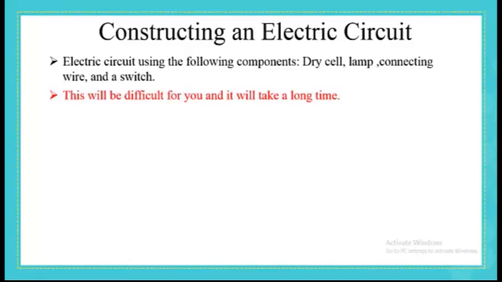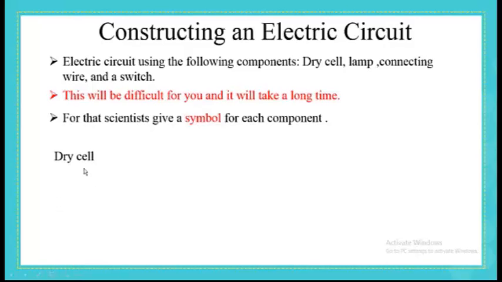So in order to make things easier, scientists give a symbol for each component. So let's discover these symbols. Starting with the dry cell, this is the symbol where we have this longer line for the positive terminal, and it is usually represented by letter P for positive, and the shorter one is for the negative terminal, which is also represented by letter N.